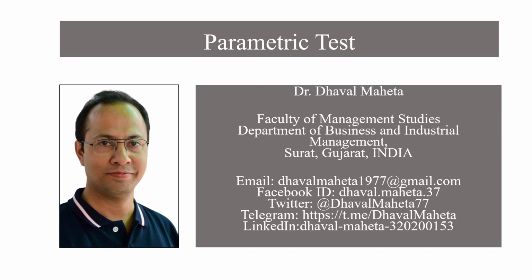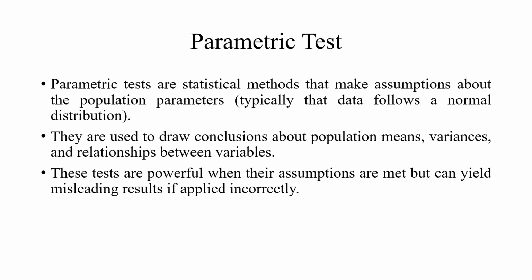This is Dr. Dhaval Maheta, and today we'll understand how to run parametric tests in STATA. Parametric tests are statistical methods that make assumptions about the population parameters, typically that the data follows a normal distribution. They are used to draw conclusions about population means, variances, and relationships between the variables. These tests are powerful when their assumptions are met, but can yield misleading results if applied incorrectly.